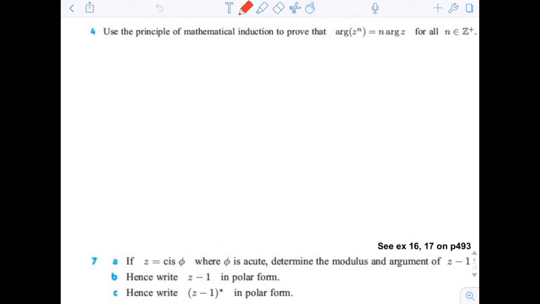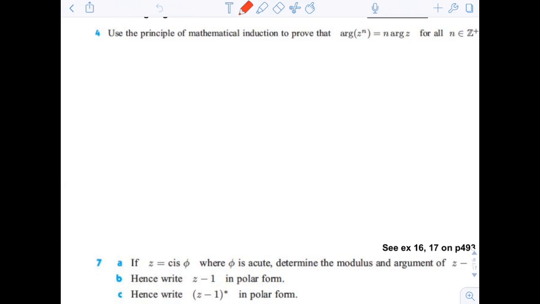So the first step of math induction is to look at P1. The first step of math induction is to say what our Pn is, right? So our Pn is that the arg of z to the n is equal to n times the arg of z for all n that is a positive integer. Okay. Then we're going to look at P1.